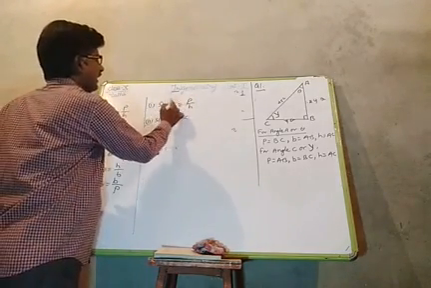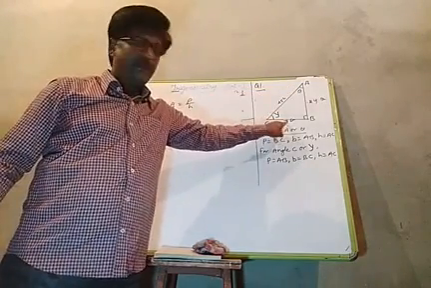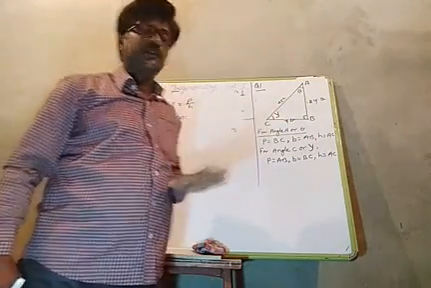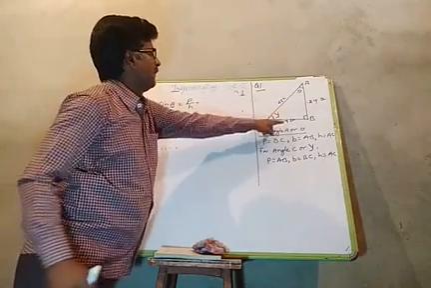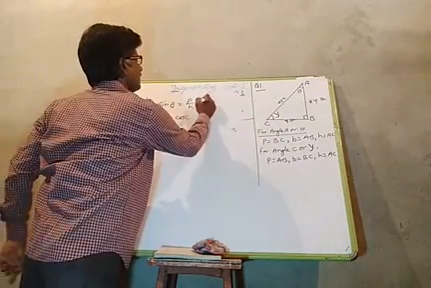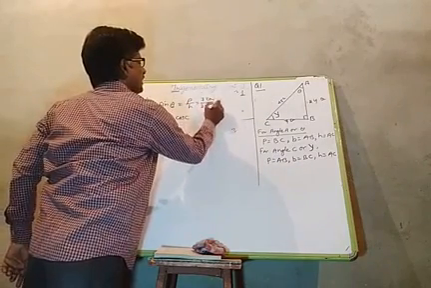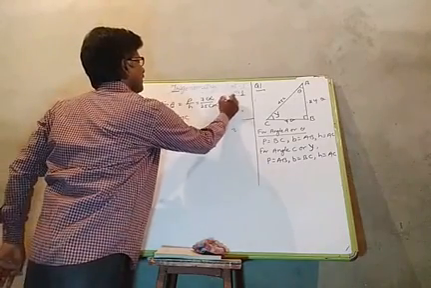And here the angle is A. For angle A, this one is the perpendicular, that one is the base, and this one is the hypotenuse. So sin A is P by H. For A, the perpendicular is 7 centimeter and the hypotenuse is 25 centimeter. The centimeter will be cancelled. So that will be 7 by 25.